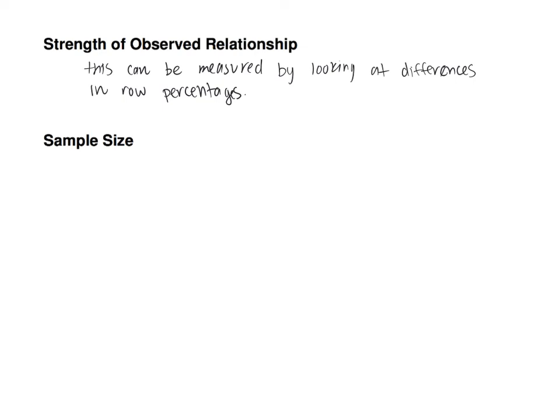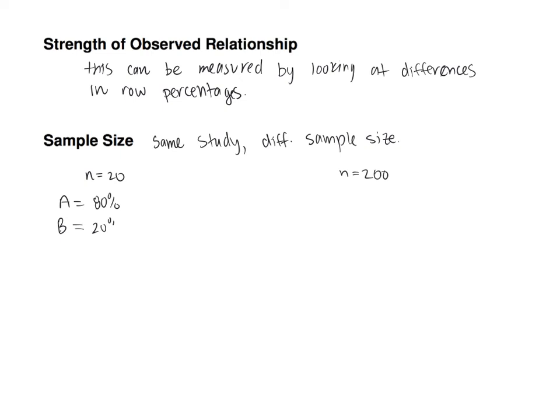Okay, and sample size. Here's a hypothetical example. Suppose we did the same study, but we have different sample sizes. Suppose this first one we have n equals 20, and this one we have n equals 200. And in our n equals 20, thing A happens 80% of the time. Thing B happens 20% of the time. We want to say, is this actually different?